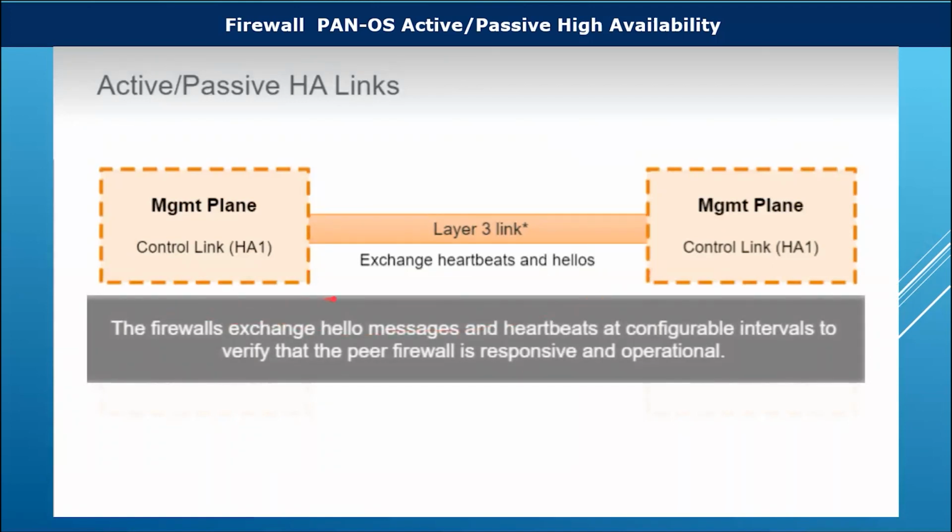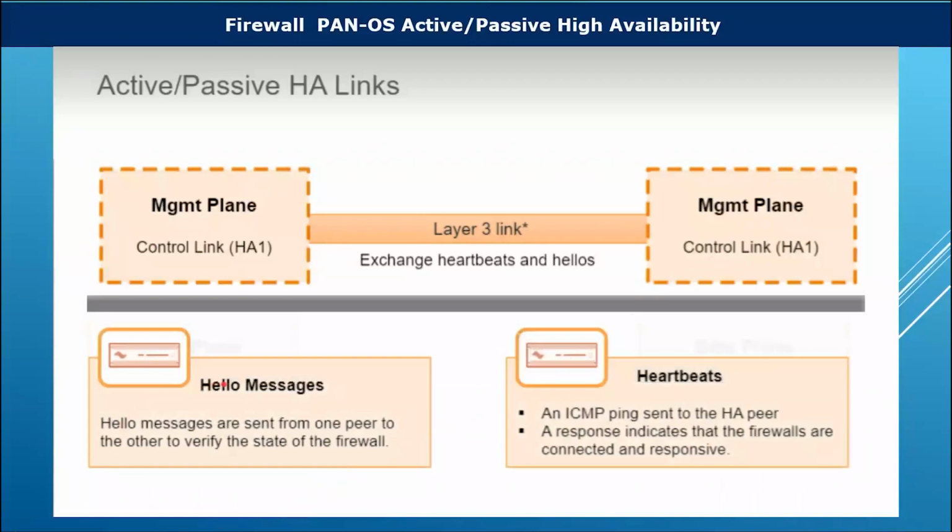Over this link we will exchange the heartbeat. Heartbeat is used to identify whether the firewall is active or not. This link is used to forward the hello message and heartbeat. So what is the purpose of both? Hello messages are sent from one peer to the other to verify the state of the firewall. To identify the state of the firewall, it will send the hello message, for example suspended state or initial state. We will cover the states in a separate slide, and I will explain during that.